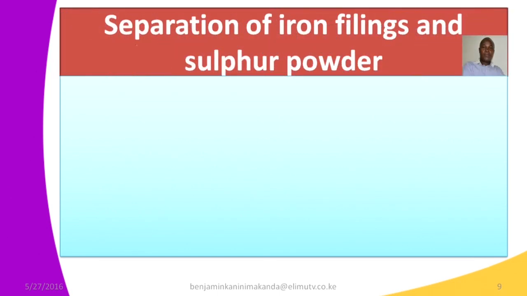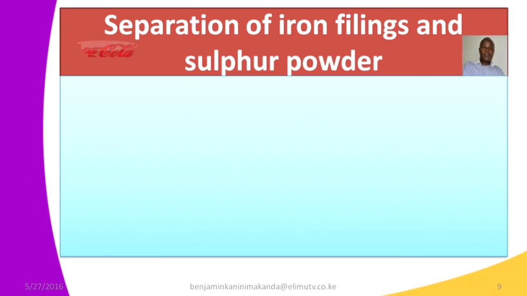How do you separate iron filings and sulfur powder? In the first place, sulfur is non-metallic. One thing that we know about iron filings is they can be attracted by a magnet. Now, if iron filings are able to be attracted by a magnet, what about sulfur powder? They are non-metallic and therefore they can't be attracted to a magnet. So for this reason, we can separate iron filings from sulfur powder by the magnet method.